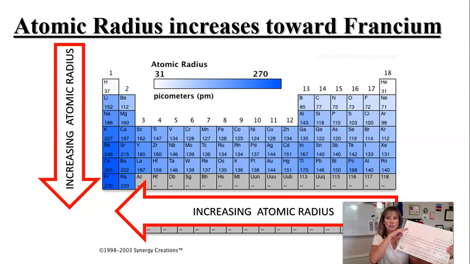Why? Well, as you move down the energy levels here, what's happening as I move down the column? Well, it's adding another energy level on top. Okay, so there's one energy level here, 2 energy levels, 3 energy levels. It's kind of like putting on a sweater or putting on a shirt, then you put on a long sleeve shirt, then you put on a hoodie, then you put on a coat. You're making yourself bigger and bigger and bigger because you're adding layers. So that's why atomic radius increases this way.